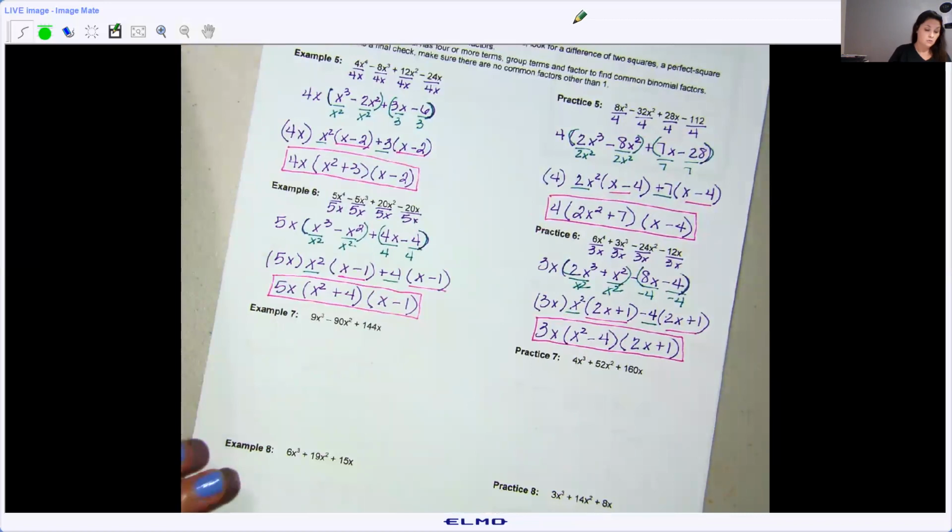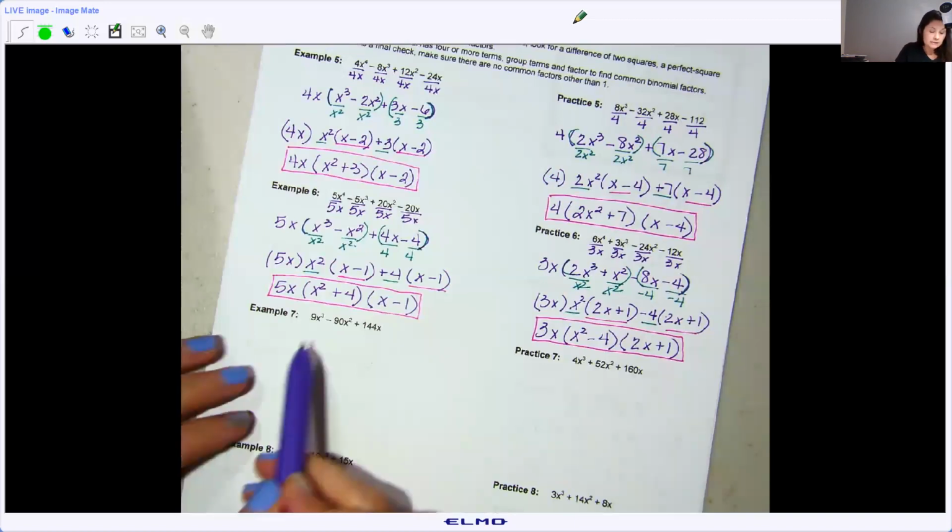Okay, now we're going into trinomials instead of polynomials. So it is a little bit different. We're going to have to go back to the X and box method, possibly, or just the X method, depending on what our greatest common factor is. All right, so let's look at this.